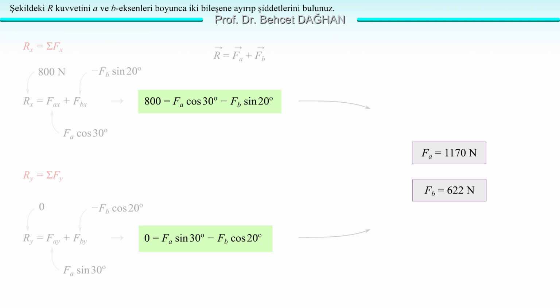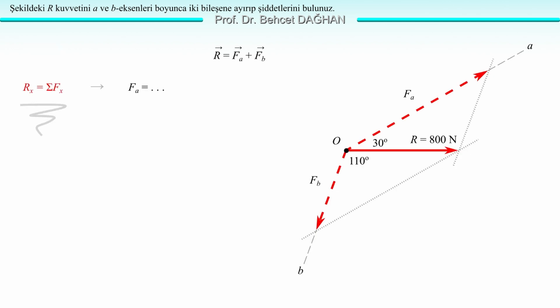Let's move on to the other alternative. Now, what did we say? Rx equals sigma Fx. We can choose the x-axis as we wish. We said we could choose it arbitrarily. Let's choose an x-axis such that only Fa is included in the obtained relation. Let's not include Fb. Therefore, let's find Fa directly from that equation. We don't need to solve the equations together as we did before.